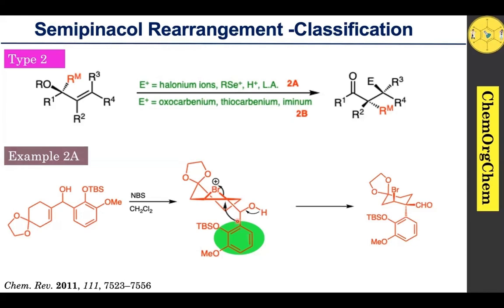Here you see that the phenyl group is migrated from the bottom face. So now you see here in the product, that phenyl group is pointing in the down direction. At the same time, the bromine atom is present in the up direction. So in this way, we can explain the stereochemistry of this particular reaction. Next, we move on to a type 2B example.